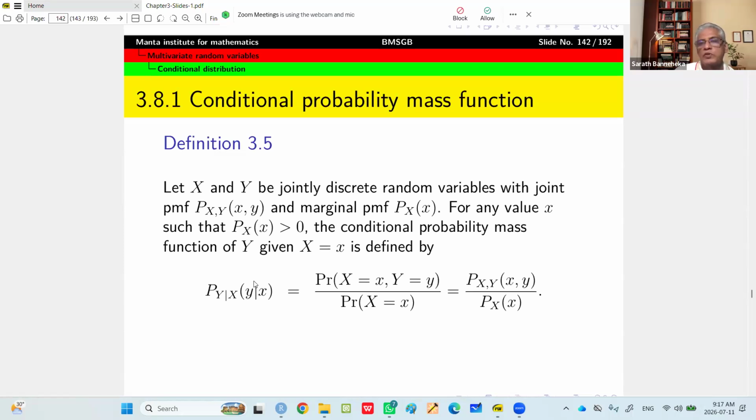Right? There's no point in talking about x equal to small x if X cannot be equal to small x. So in that case, conditioning on the fact that X equals small x will not be a meaningful thing to do, right? So this is the definition of the conditional probability mass function of Y given the value of another random variable X. Both random variables X and Y are discrete in this case.